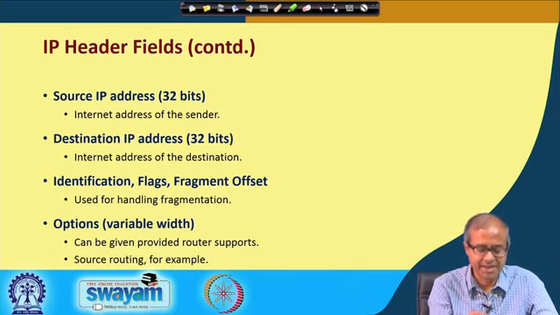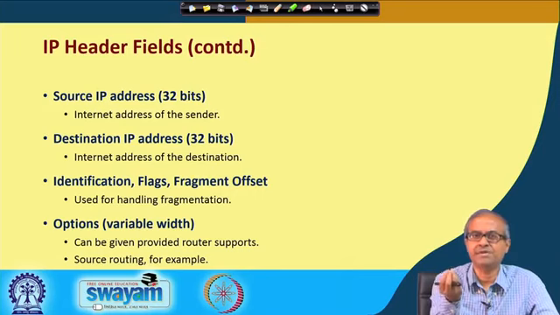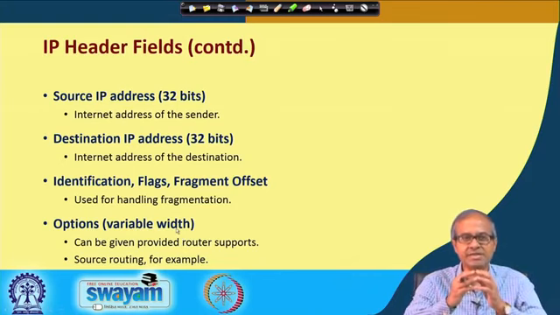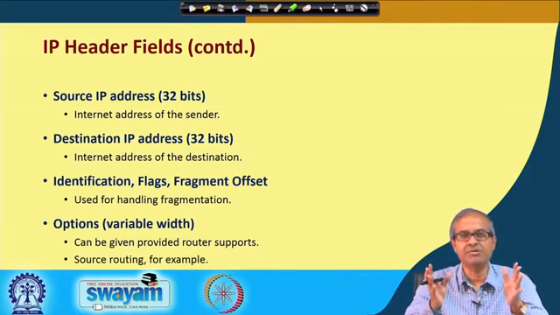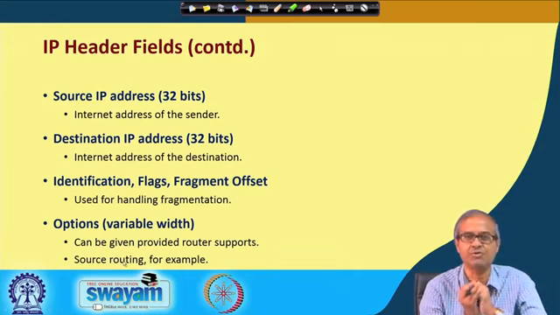And of course, we talked about the variable length options header. You can add some additional header fields. These additional fields are required in some cases where some routers may have some special support. One interesting thing may be something called source routing.